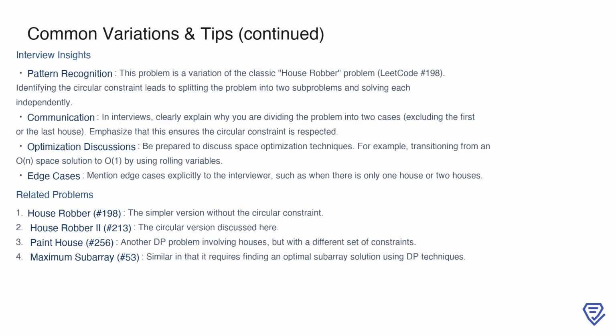Related problems can also come up during discussions. House Robber number 198 is the foundational version without the circular constraint, while House Robber 2 is the circular version we're tackling here. You might also draw connections to Paint House number 256, another DP problem with a different setup, or Maximum Subarray number 53, which shares similarities in optimizing subarray solutions using DP techniques.